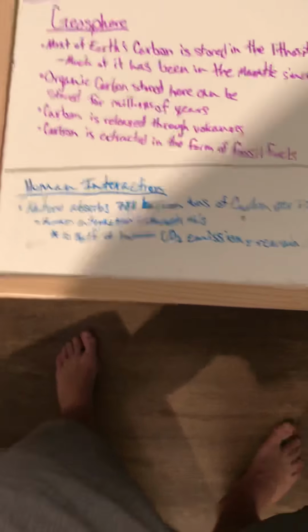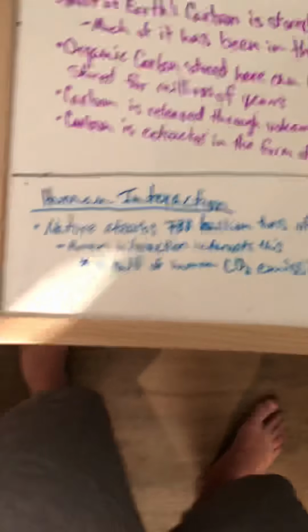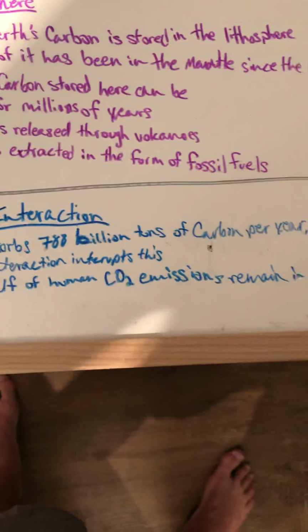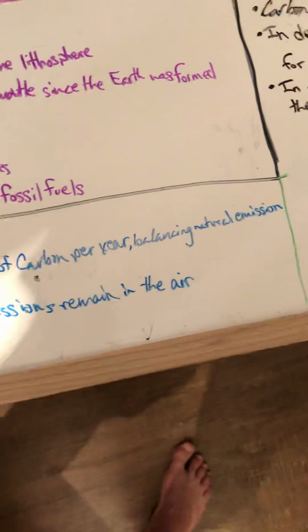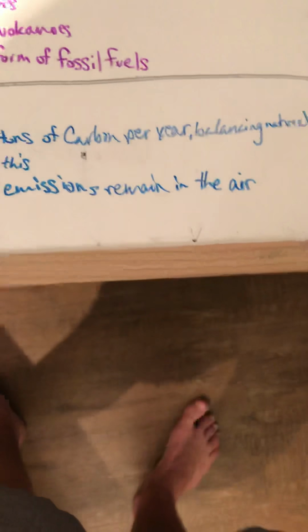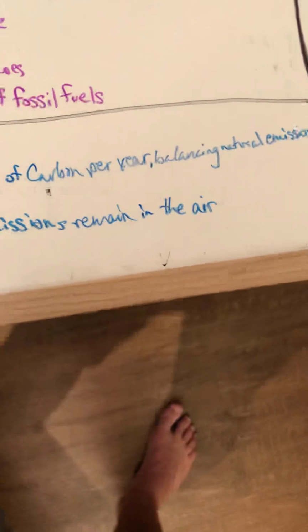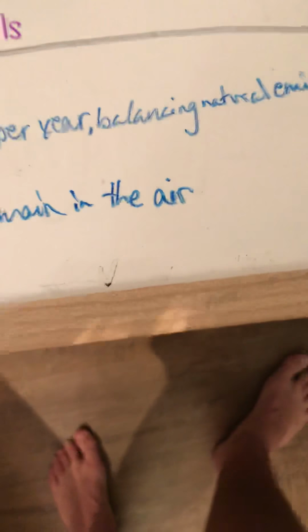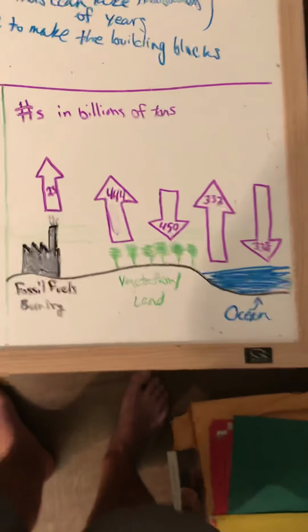Here's some interesting stuff about human interaction with the carbon cycle. Nature absorbs about 788 billion tons of carbon per year, and it balances natural emission of carbon, like breathing, any respiration, or just volcanic eruptions or anything of that type. But human interaction interrupts this, and about half of human carbon dioxide emissions remain in the air. Here is a chart describing that.